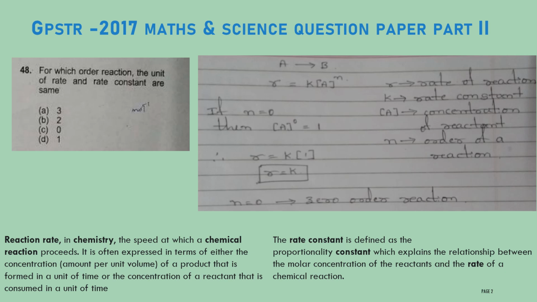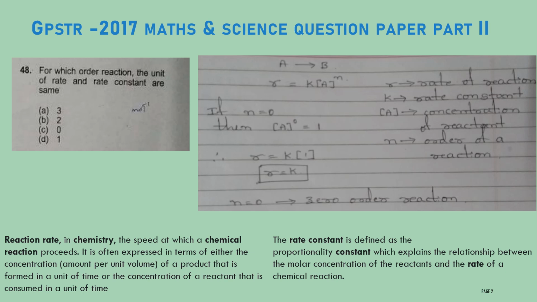Then let us see what is meant by the rate of a reaction. Reaction rate in chemistry is the speed at which a chemical reaction proceeds. At what speed the reaction will complete. Otherwise, the speed of a reaction we call the reaction rate. You can observe that sometimes we call it a slow reaction, sometimes a fast reaction. That refers to the reaction rate. It indicates the speed of the reaction.